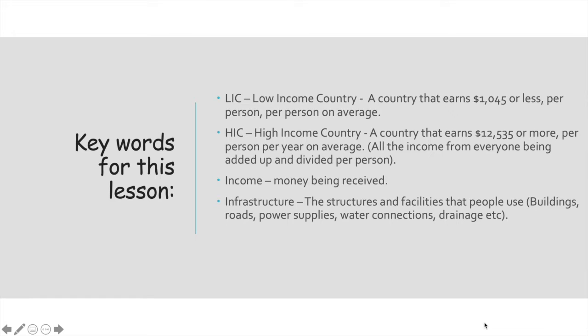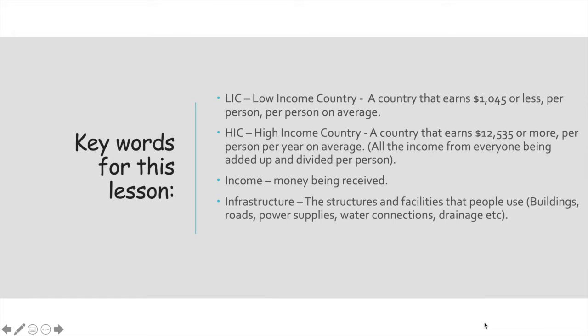LIC is low income country, and you can see, third one down, income is money being received. So a low income country is a country that doesn't receive much money. They used to be called third world countries, but the terminology has been changed, and it now means a country that earns roughly $1,000 or less per person per year on average. Pennies, not much money at all.